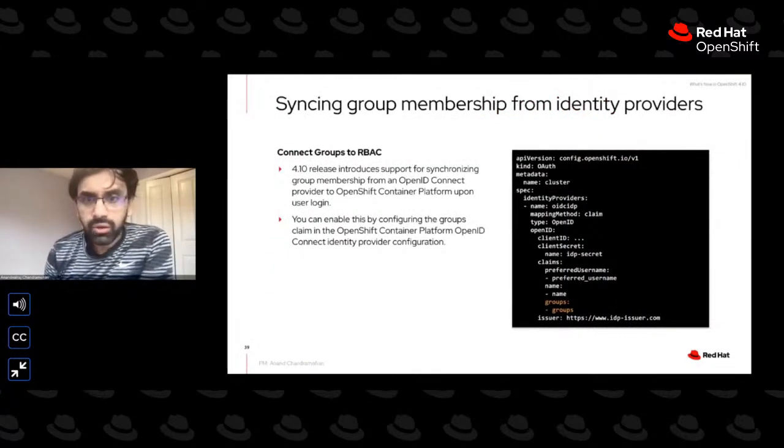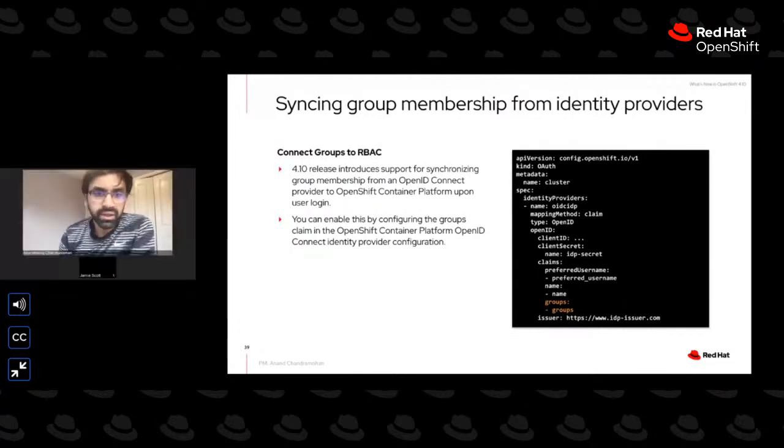So next is around syncing group membership from identity providers. In 4.10, we have introduced support for syncing group membership from OpenID Connect providers to the OpenShift platform upon login. And you can enable this by configuring the group claim information in the OpenShift Container Platform OpenID Connect provider.